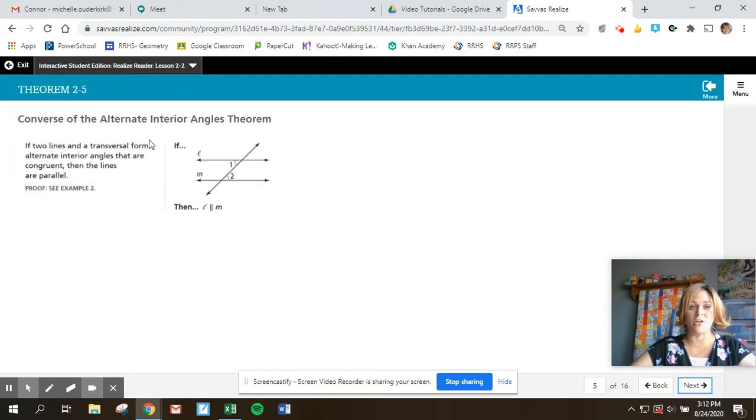Same idea, converse of alternate interior angles. If these two angles are congruent, then the lines are parallel. So if you know that, then you know the lines are parallel, and you can prove that.